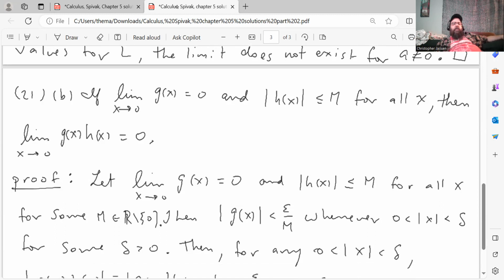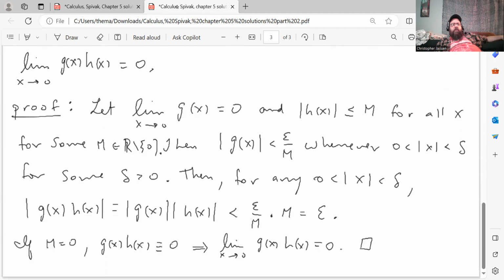Let's finish up exercise 21. There are two parts to exercise 21, part A and part B, but part B implies part A, so I'm just going to do part B because this is the more general statement. Part B says if the limit as x goes to 0 of g of x equals 0, and the absolute value of h of x is less than or equal to m for all x, then the limit as x goes to 0 of g of x times h of x is 0. So here's my proof.